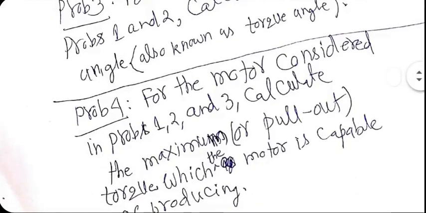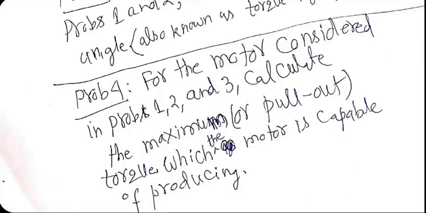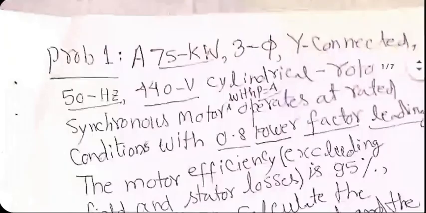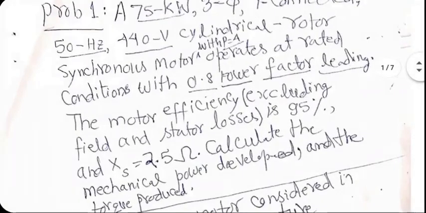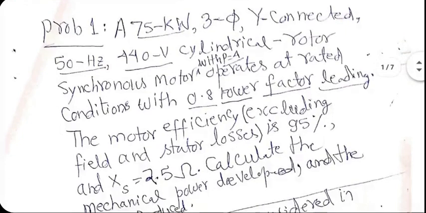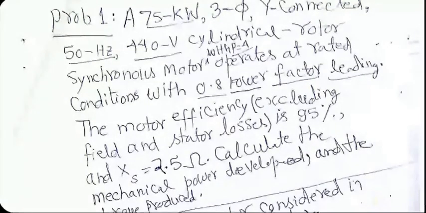And problem 4 says for the motor considered in problems 1, 2, and 3, calculate the maximum torque, which is also known as pull-out torque. That is possible. 4 problems. Okay, let's look at number 1.